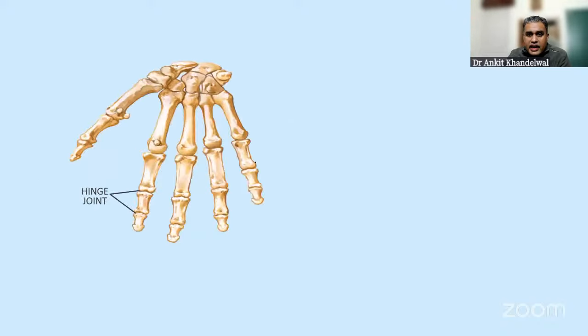You can see the hinge joints over here. Hinge joint is not this one. No, this is the condyloid. Right? Hinges between the phalanges. So here in the phalanges, only one movement can occur, flexion extension. This becomes a hinge joint. This is known as the interphalangeal joint.